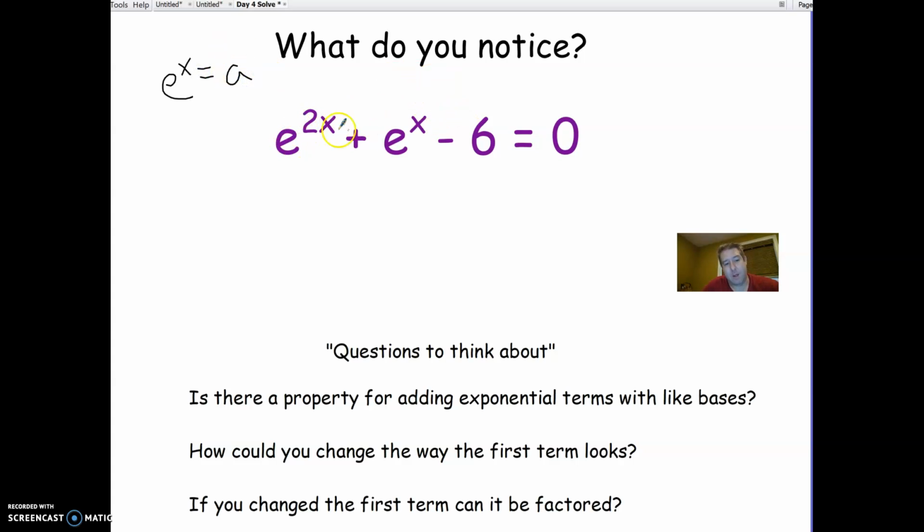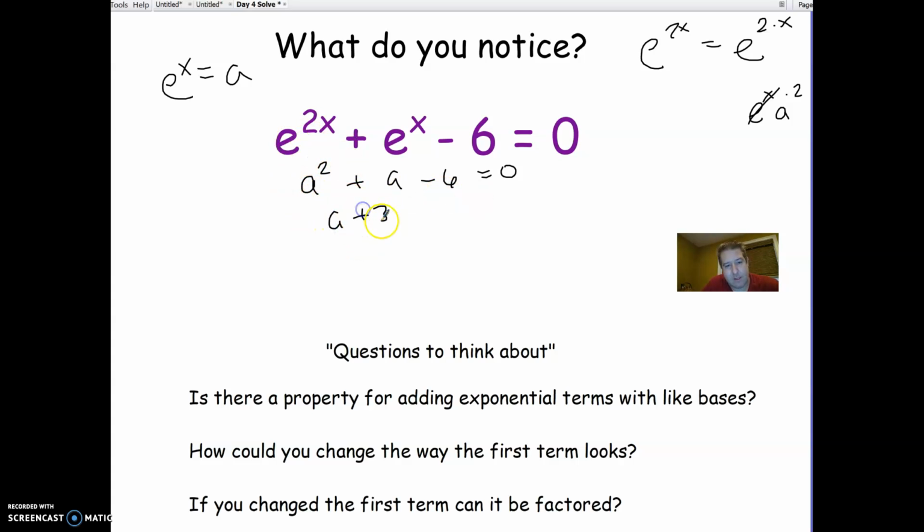And what that's going to do is make it so that I can factor it, because e to the 2x is really e to the 2 times x, which is the same as e to the x times 2. And if e to the x is a, then it's really a squared. This is really a squared plus a minus 6 equals 0. Now, I say it really is. What I mean is, if I substitute e to the x with a, that's what it becomes. Then I can factor this.